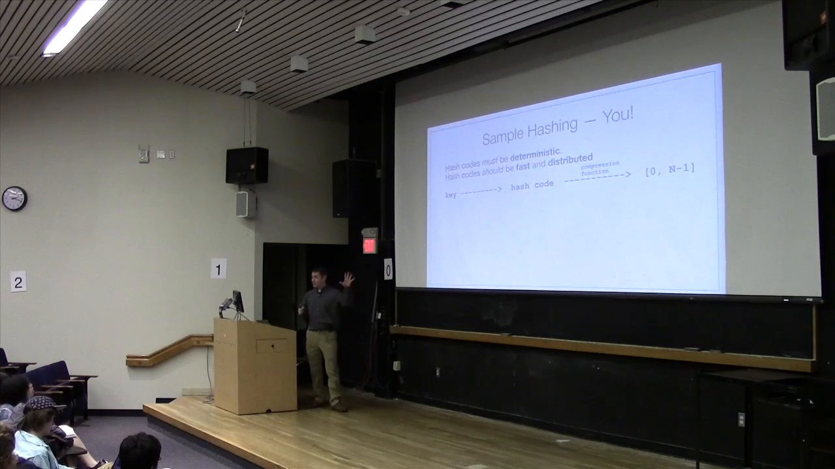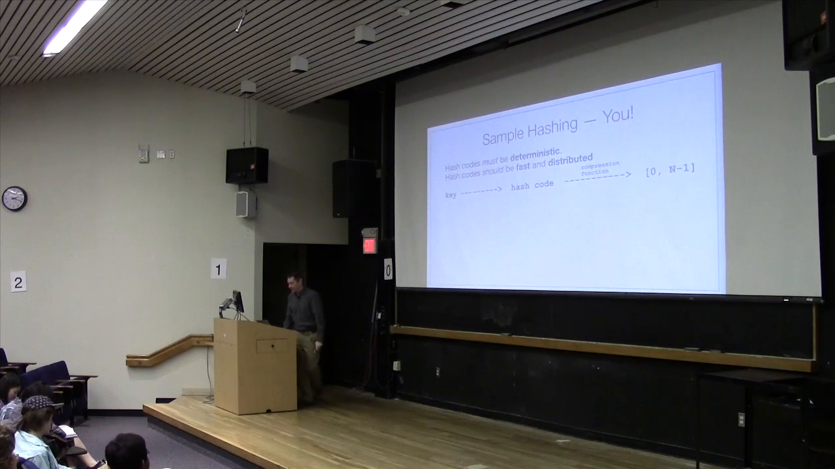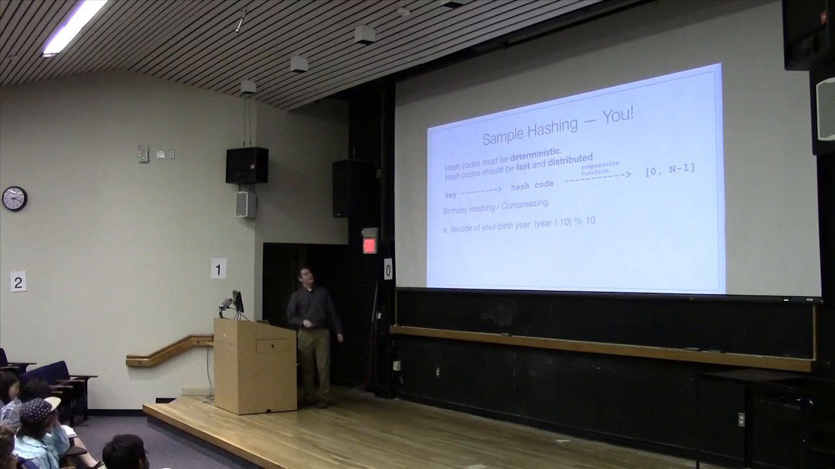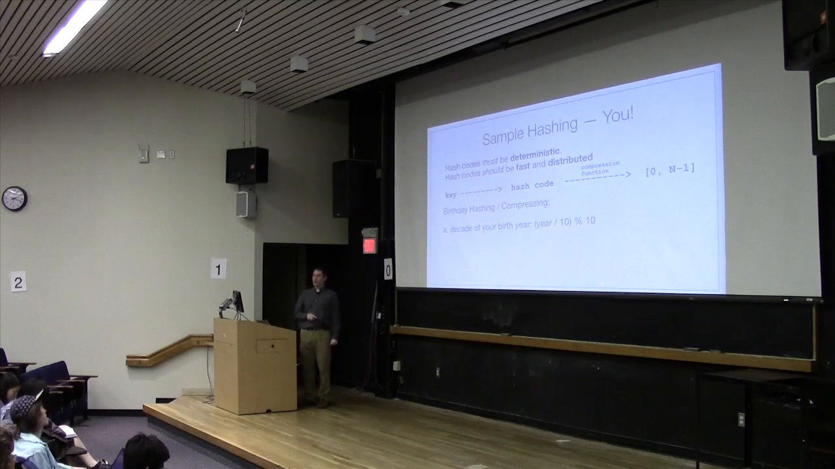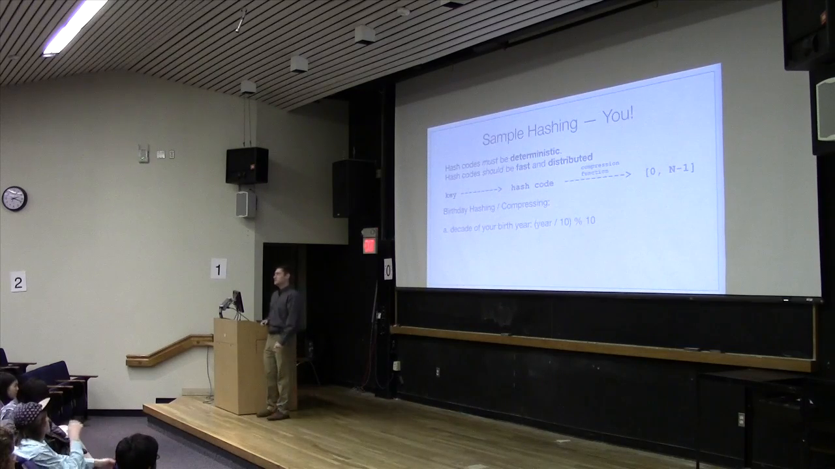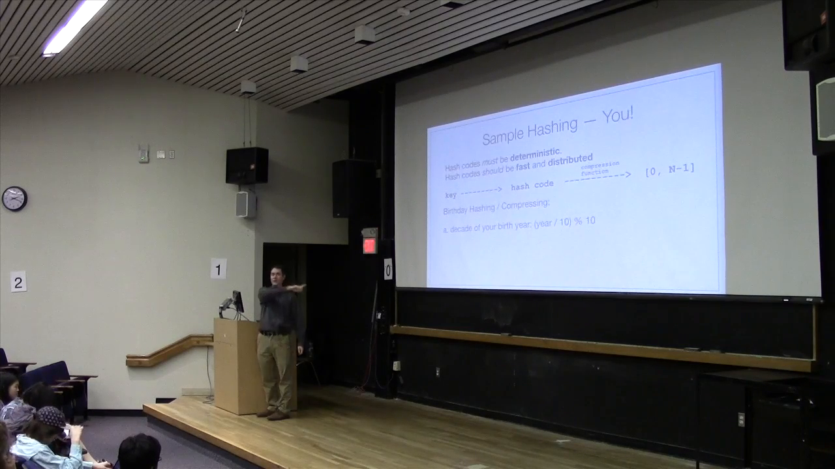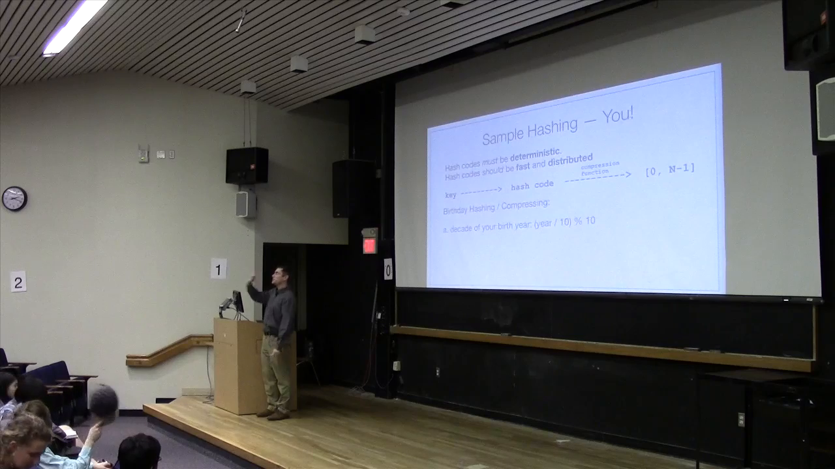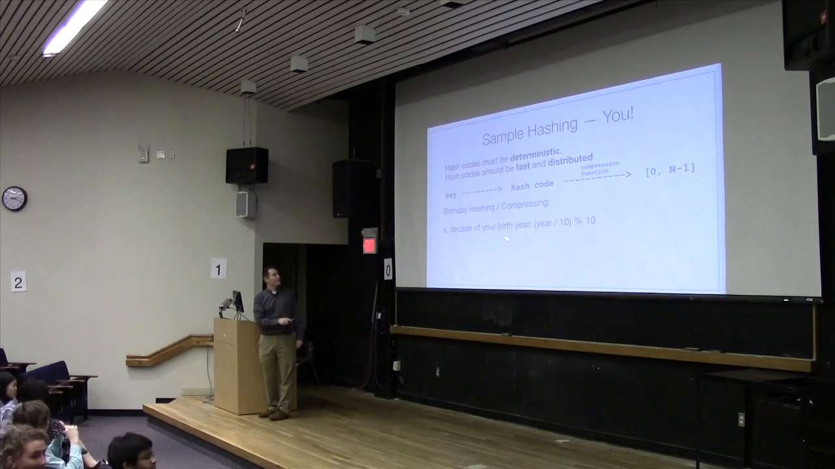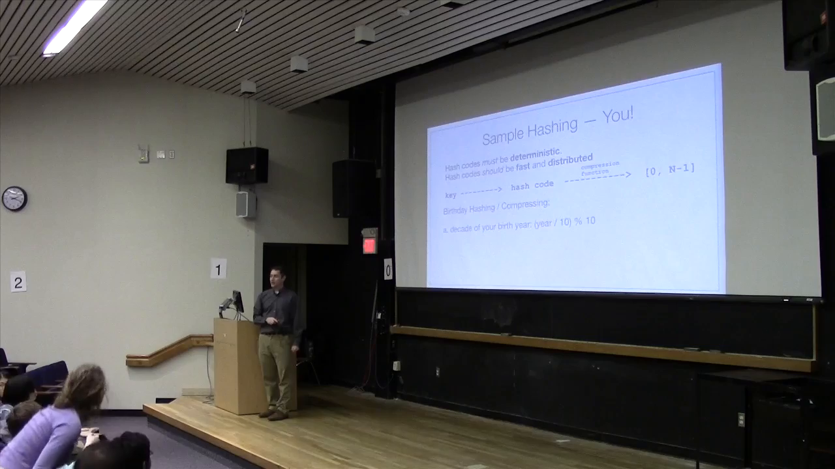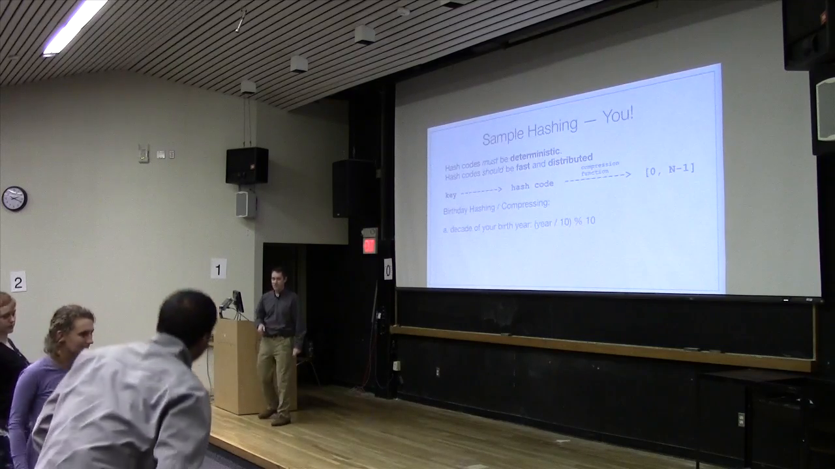Even though we don't know much about hashing yet, we're going to apply a hash function, actually a number of hash functions, on your birthday. The first one is going to be the decade of your birth year. So if you were born in the 60s, the 6 is your hash number. Make sense? Get up and go to that one number, the decade of your birth year. Go ahead and do that.